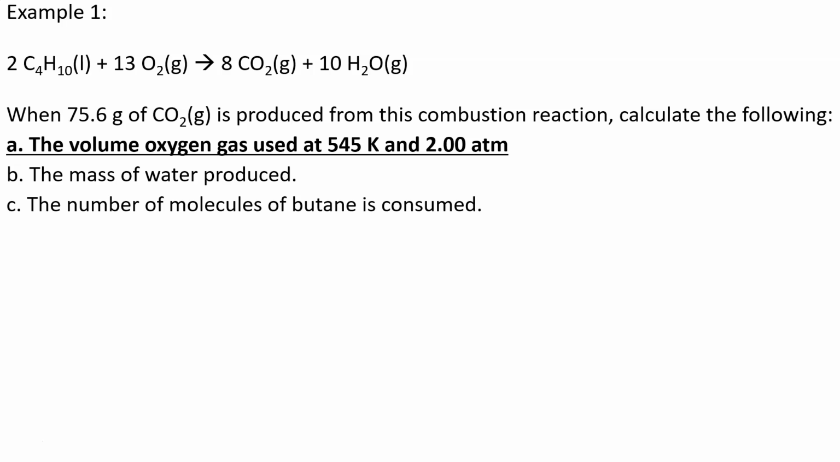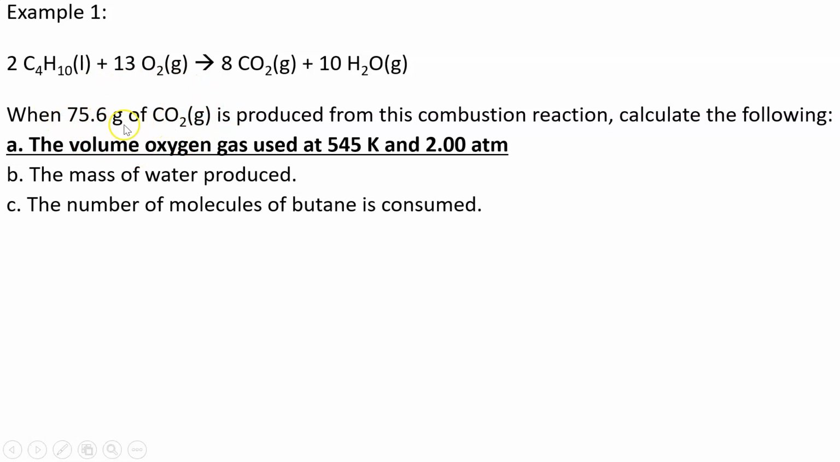So it says when 75.6 grams of CO2 is produced from this combustion reaction that's given above, we want to calculate the following. Let's start with A. That's the volume of oxygen gas used at 545 Kelvin and 2.00 atmospheres. Then we're going to find the mass of the water produced and also the number of molecules of butane that are consumed. Starting out first with part A, I know what's given is grams of carbon dioxide.